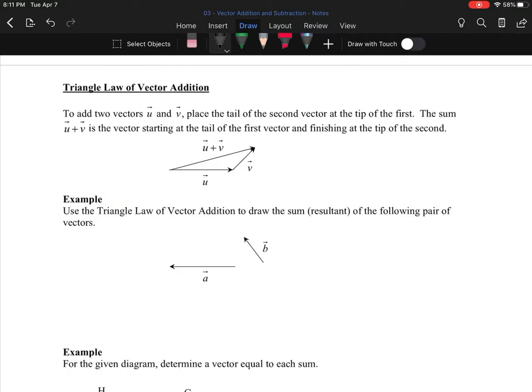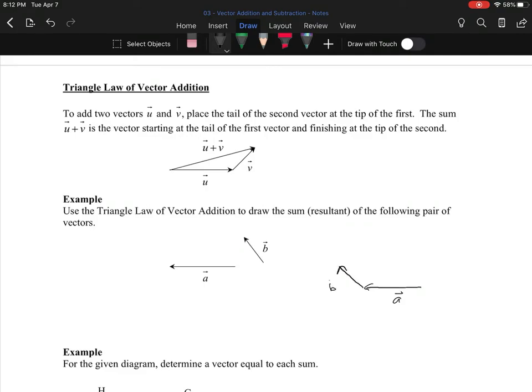Okay, so I've been using this all the way along, but just to put it in formal words, the triangle law of vector addition: to add two vectors U plus V, place the tail of the second vector at the tip of the first. The sum U plus V is the vector starting at the tail of the first vector and finishing at the tip of the second. So this one, the example says, use the triangle law of vector addition to draw the resultant of A plus B.